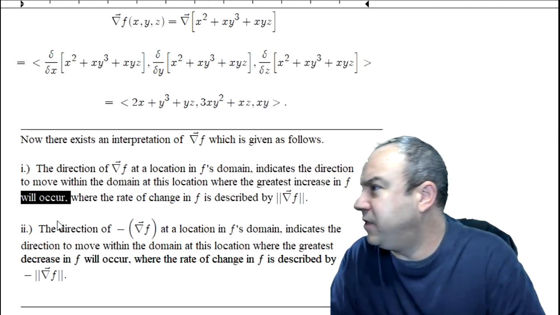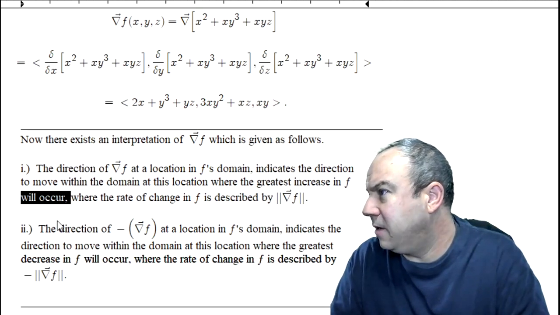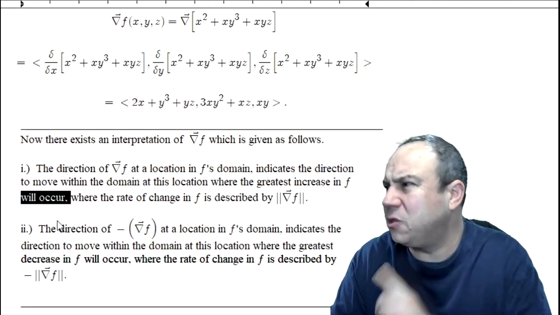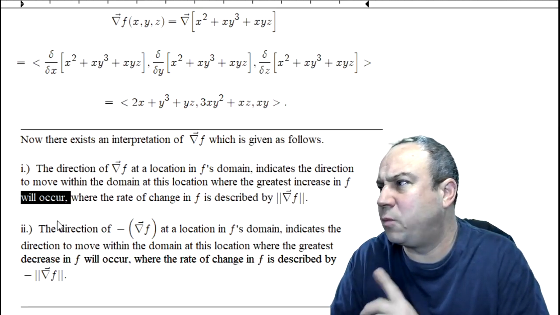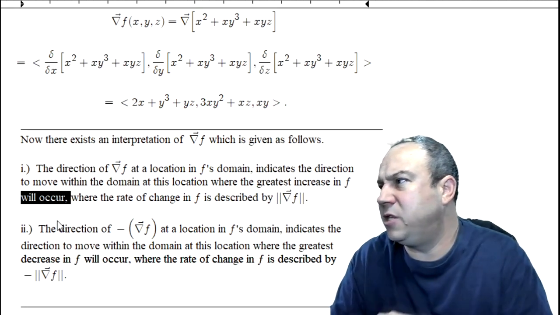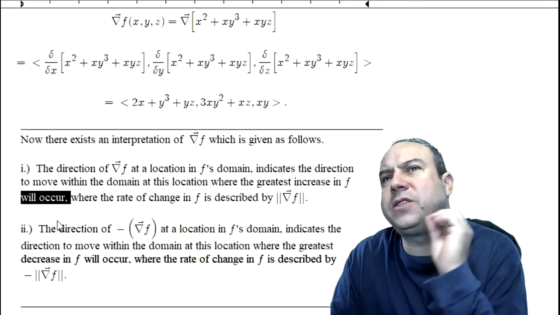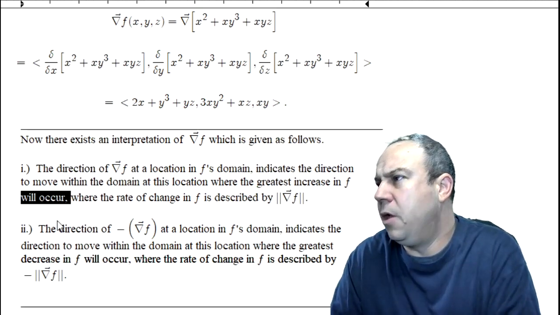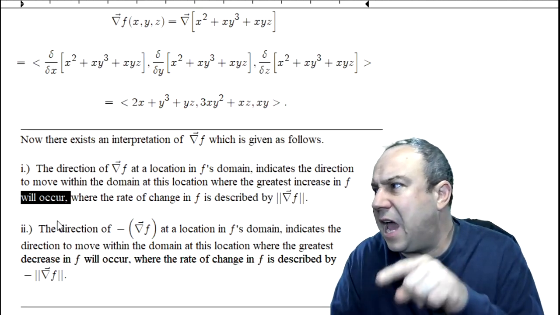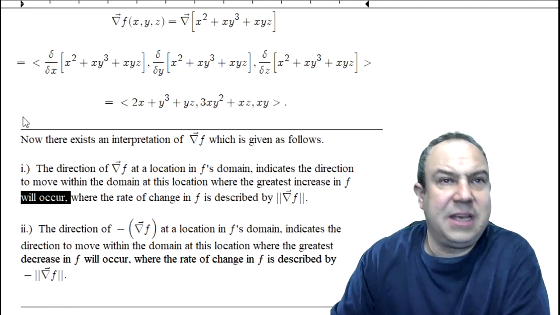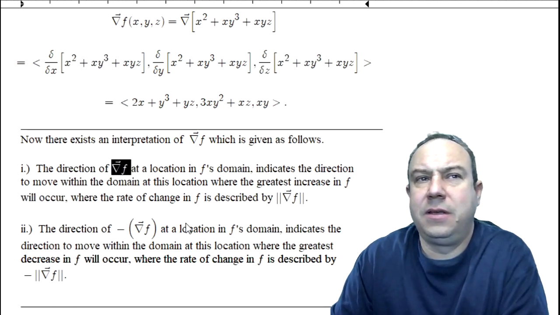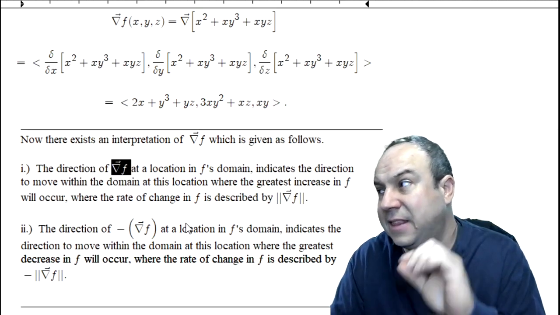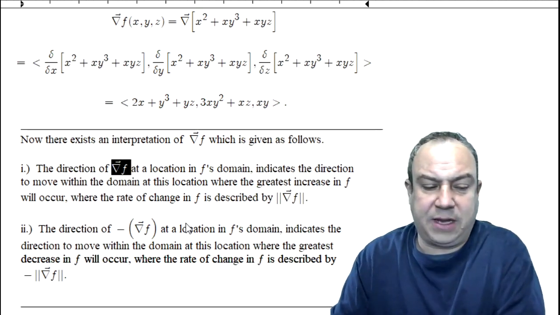If we were to put ourselves at any location in the domain of our function F, and we were interested in what direction, how should I change my x, y, or x, y, and z values? How should I change my domain values so that I experience the greatest increase in the output of the function? Well, the direction that you would move in to experience that greatest increase on that surface is described by the gradient of F.